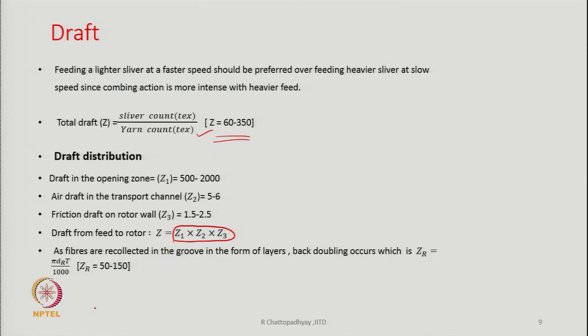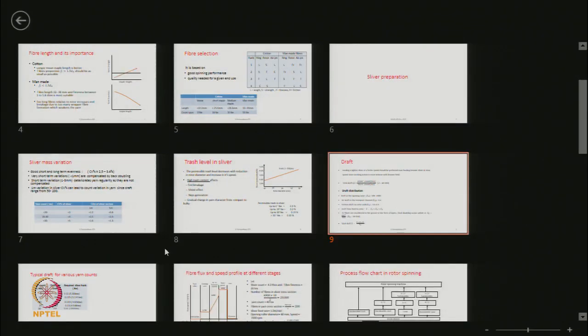As fibers are recollected in the groove in the form of layers, back doubling occurs. How much is back doubling in this case? ZR is pi dRt by 1000. It can be shown or proved that the back doubling that occurs depends upon the diameter of the rotor and the twist, both of them are responsible. Now, we go to the next slide.